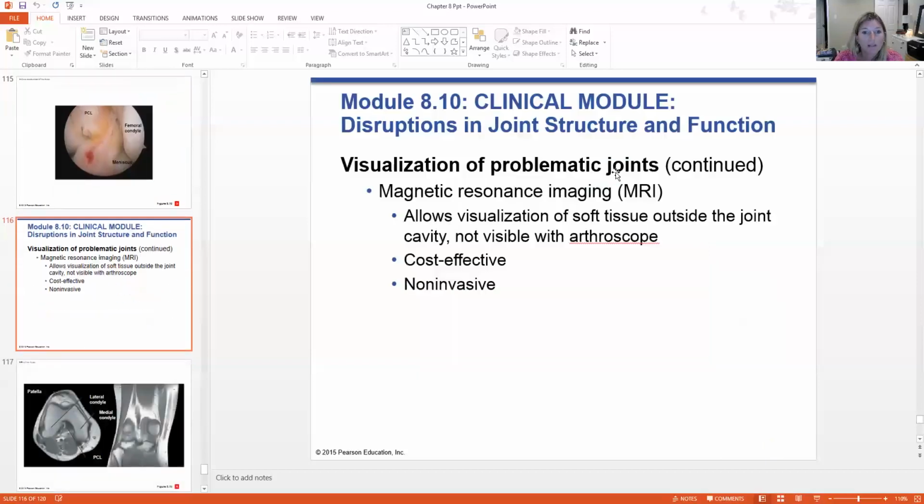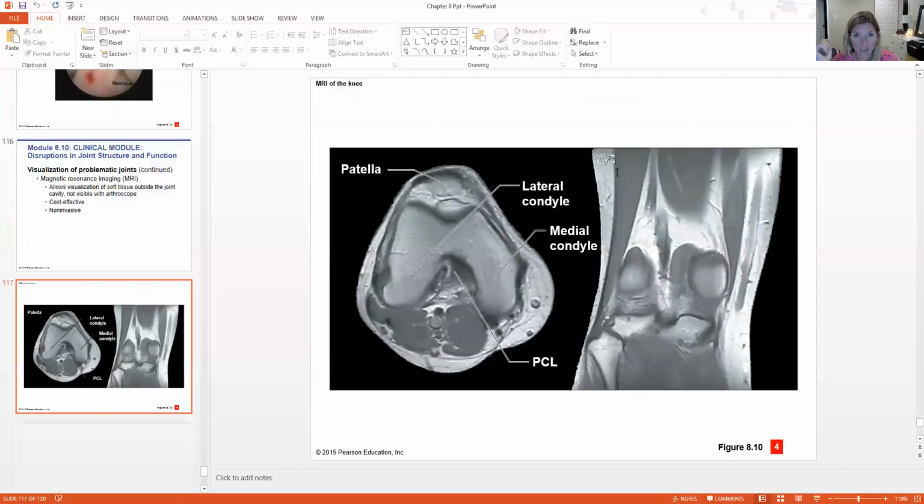There are other ways of visualizing these problematic joints other than going in with a little camera. You can use an MRI. This is going to allow you to see the soft tissue outside of the joint. It's very cost effective. It's non-invasive. You just stick your joint into that little tunnel and check it out. Of course, it uses magnetic resonance imaging, which is why it's called an MRI. So if you have metal in your body, you can't get an MRI.